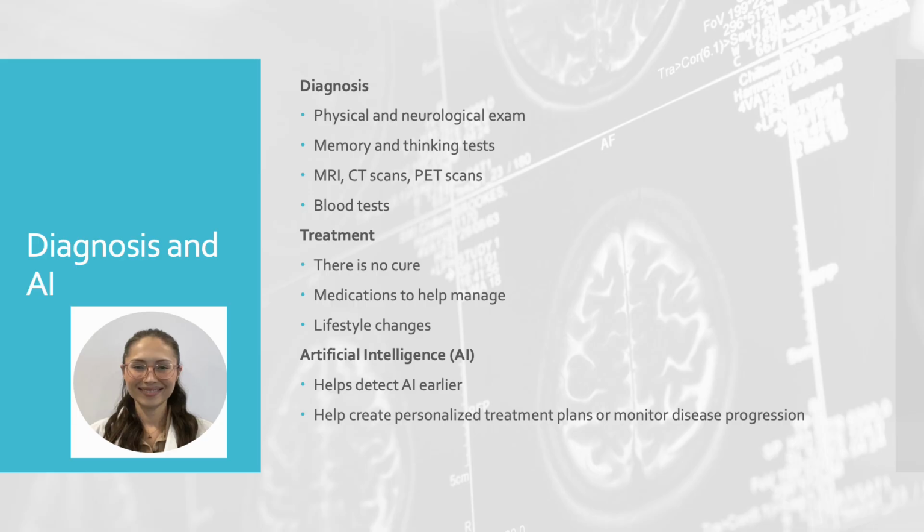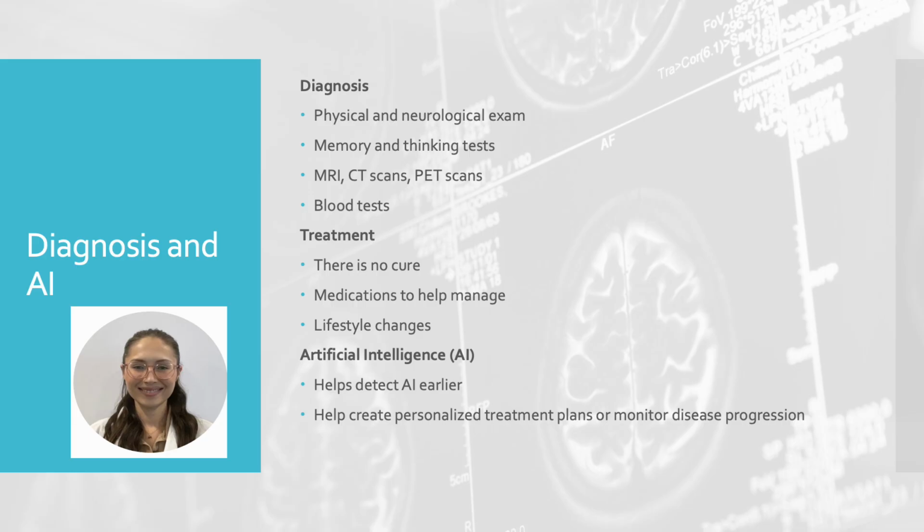As of now, there is no cure for Alzheimer's disease, but there are medications that can help manage the symptoms and slow the progression for some people. Things to help are healthy lifestyle changes like regular exercise, eating a balanced diet, staying mentally active, getting enough sleep, and all that is going to support brain health.